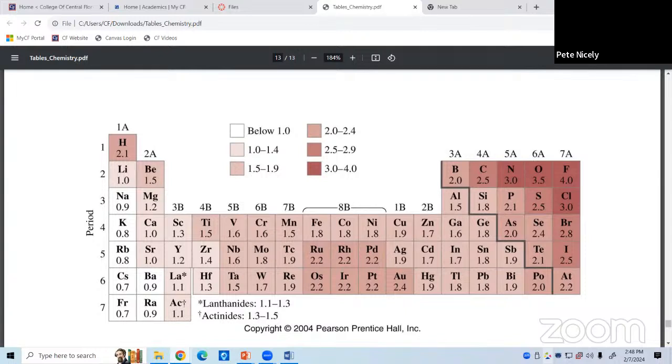So what that means is that if oxygen were to share electrons with nitrogen, the oxygen will have a greater pull on the shared electrons, and therefore the electrons that are shared between the two atoms will be on average closer to the oxygen than the nitrogen. All right? So that's basically what this is telling you.